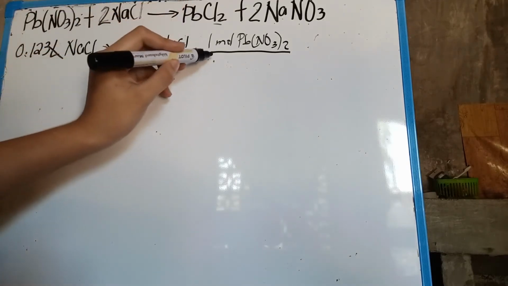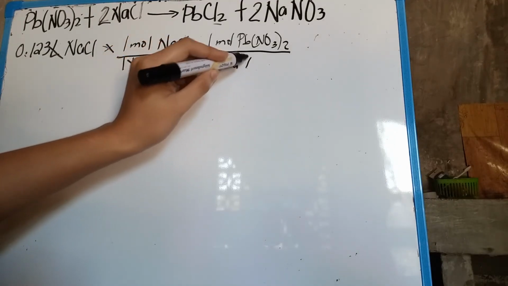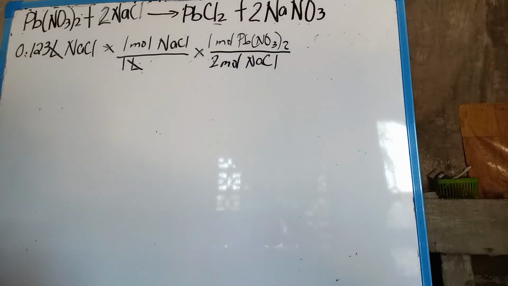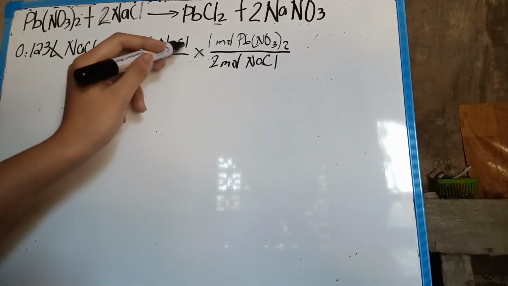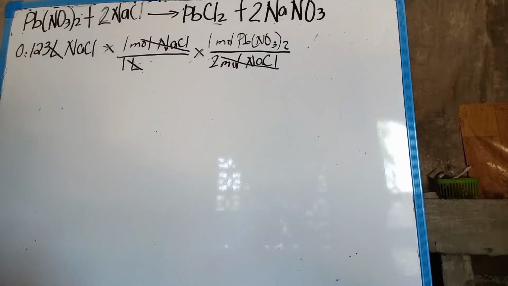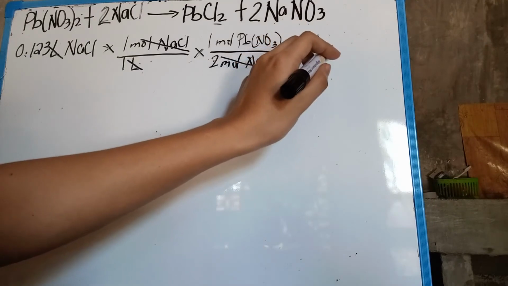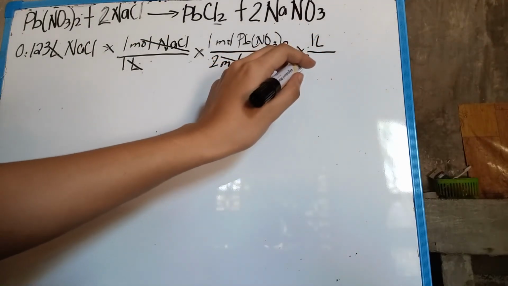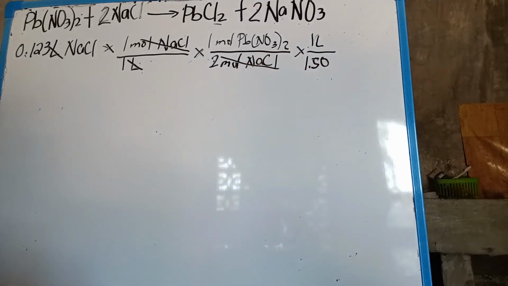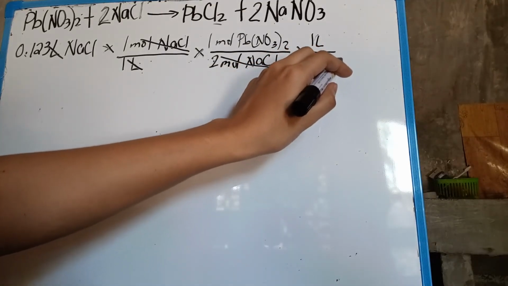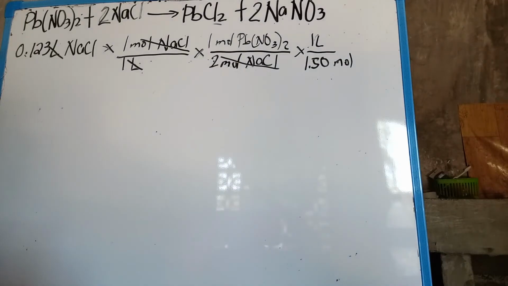So we can now use 2 moles of NaCl. By that, we can now proceed. So cancel out. Then next, we are going to multiply to get the volume of the lead nitrate. So 1 L over 1.50 mole. You may ask, ma'am, where did the 1.50 mole over 1 liter come from?